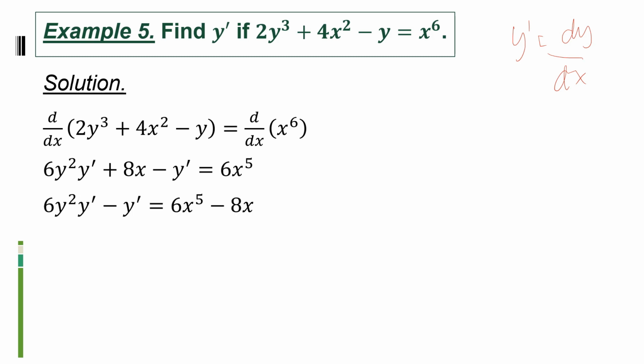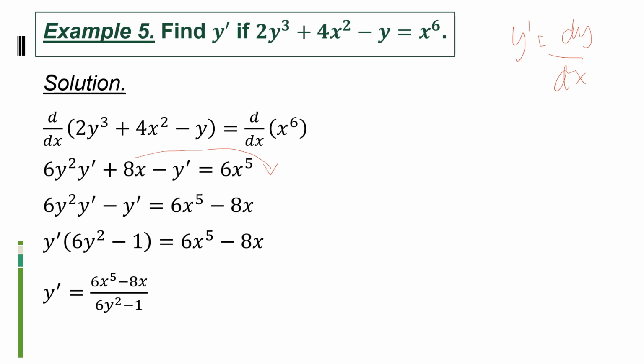Or that is now 6y squared y prime minus y. And then this one we move to the other side because it has no y prime. So that is equal to 6x raised to 5 minus 8x. Factoring out y prime, we have y prime times 6y squared minus 1 is equal to 6x raised to 5 minus 8x. Solving for y prime, we have y prime equals 6x raised to 5 minus 8x all over 6y squared minus 1.